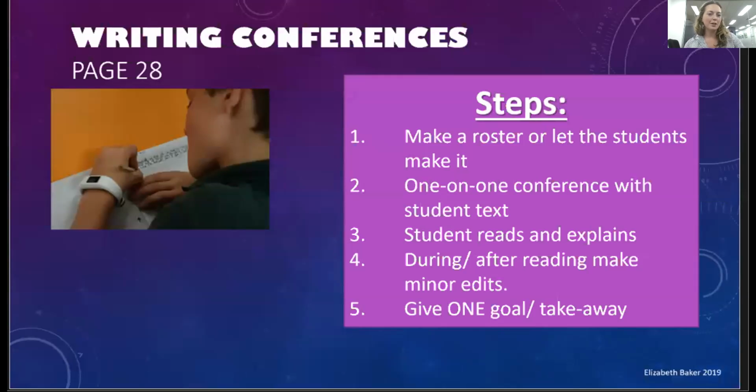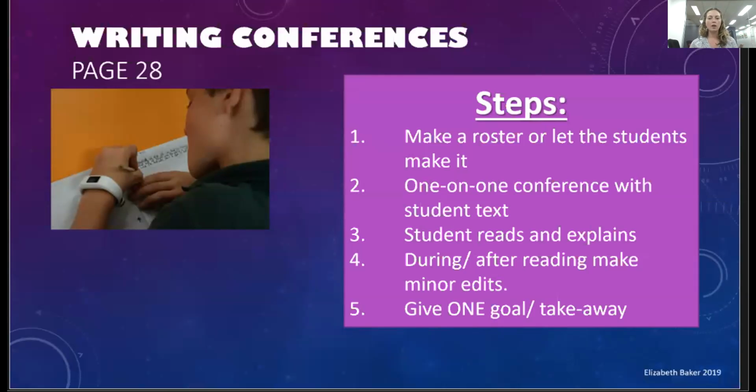We're now going to switch over to writing conferences, which is on page 28. So just flip over the page for writing conferences. I love writing conferences. I think this is something else that you can be doing every day in your class. And depending on the year level, I am mindful that secondary teachers have a lot of pressures to get through in their short times with their English classes.